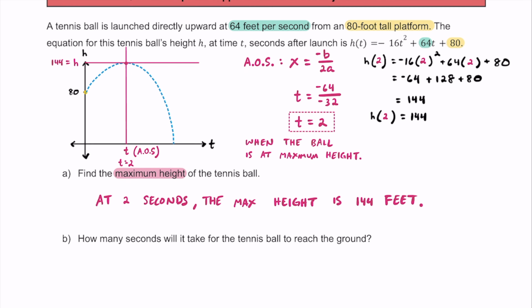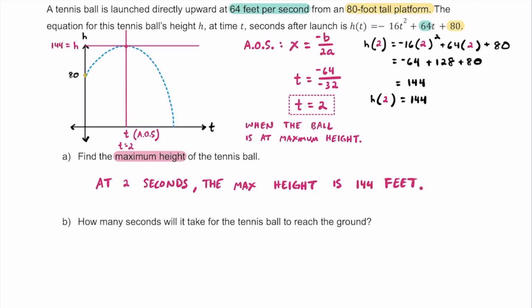Now let's take a look at the next part of the question. For part B, the question is how many seconds will it take for the tennis ball to hit the ground? For this one, remember, this tennis ball did start 80 feet above the ground on a platform, and it was thrown upwards, and then it came back down, and eventually it was hitting the ground right over here. So this location on the ground is where the ball is hitting the ground.